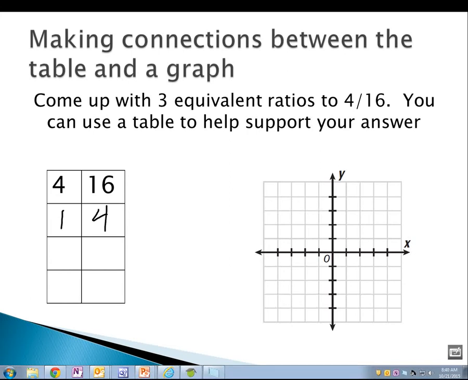1 to 4, correct? Hunter? 2 to 8. That one is, the first one is dividing by 4. The second one is dividing by 2. Annabelle?